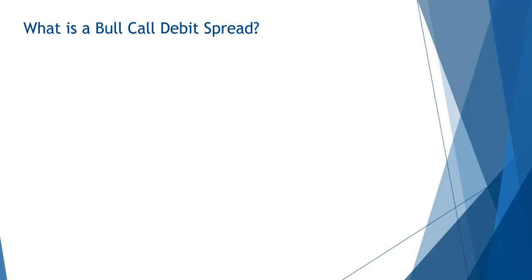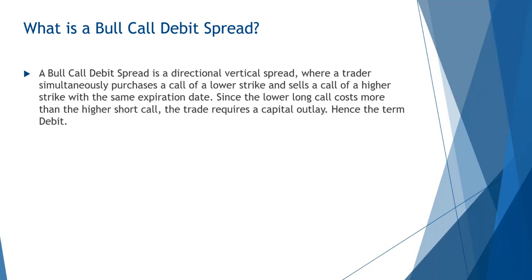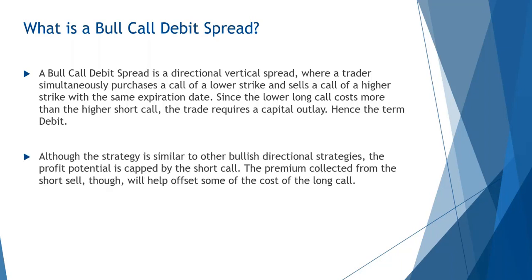So what is a bull call debit spread? Well, a bull call debit spread is referred to as a vertical spread and directional spread, where a trader is simultaneously going to buy a lower strike and sell a higher strike price with the same expiration date. Since the lower strike is always going to have a higher cost than the higher strike, this will require a capital outlay. In other words, what we would call a debit, all right?